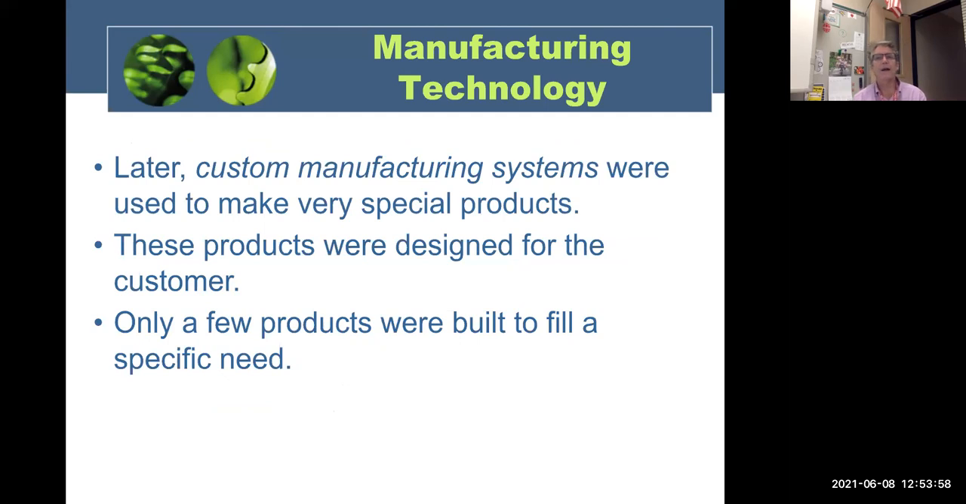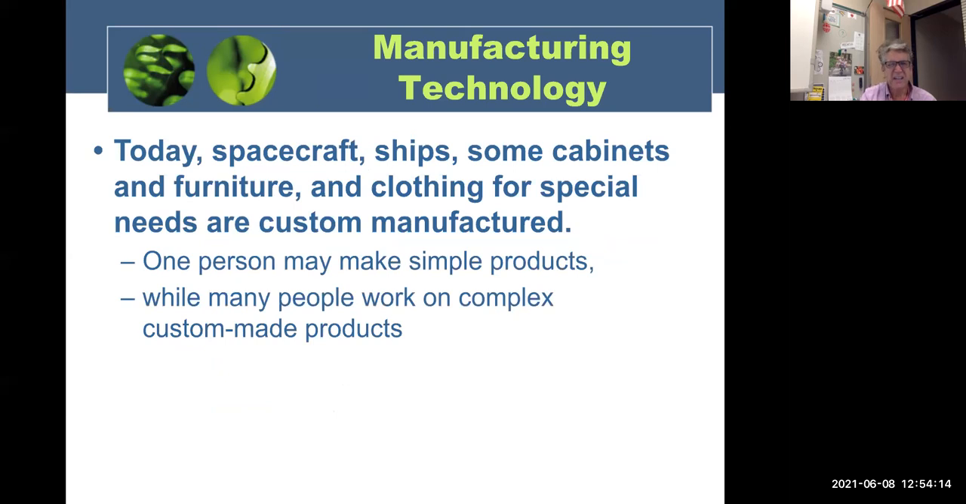Later, custom manufacturing systems were used to make very special products. These products were designed for the customer. Only a few products were built to fill a specific need. Today, spacecraft, ships, some cabinets and furniture, and clothing for special needs are custom manufactured. One person may make simple products while many people work on complex custom-made products.